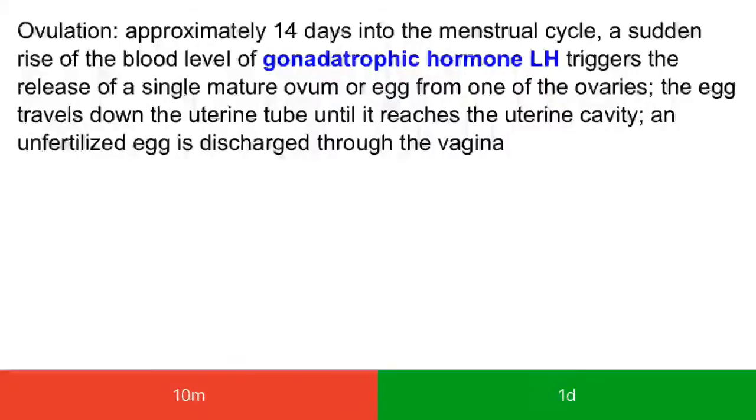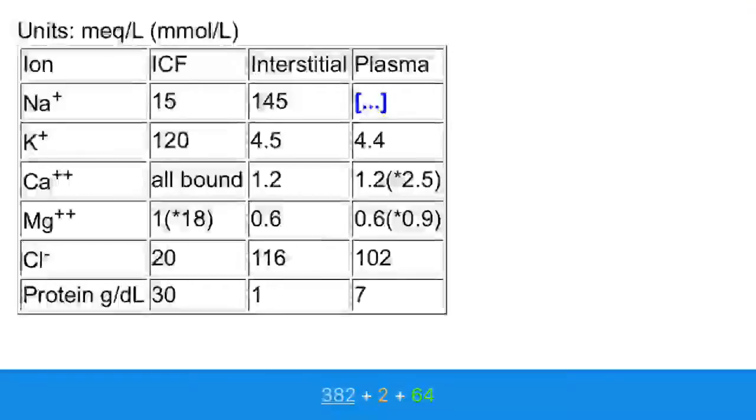Luteinizing hormone triggers the release of a single mature ovum, or egg, from one of the ovaries. The egg travels down the uterine tube until it reaches the uterine cavity. An unfertilized egg is discharged through the vagina. Okay.